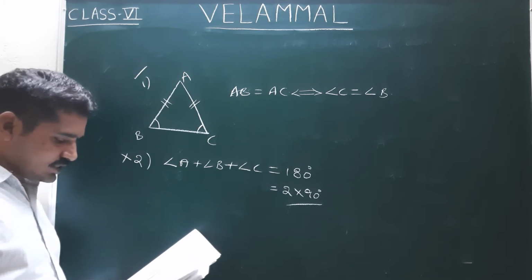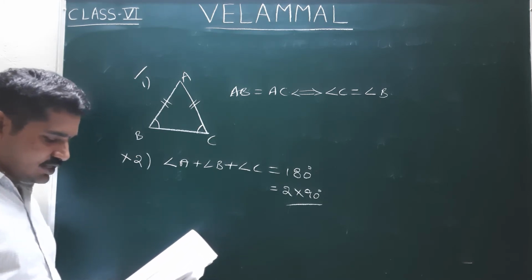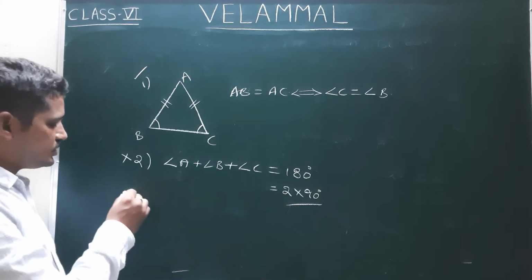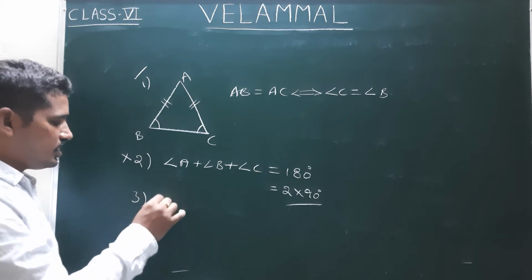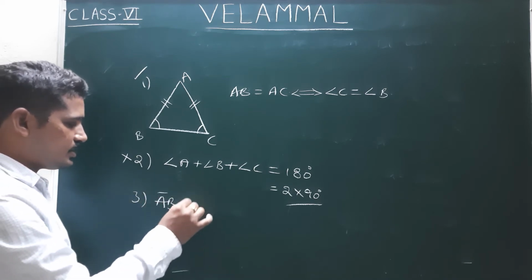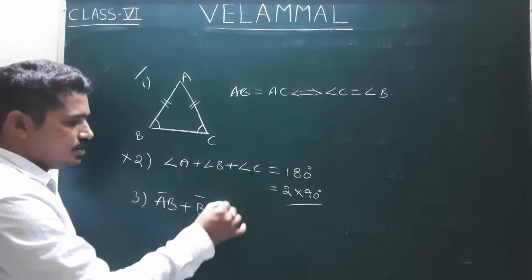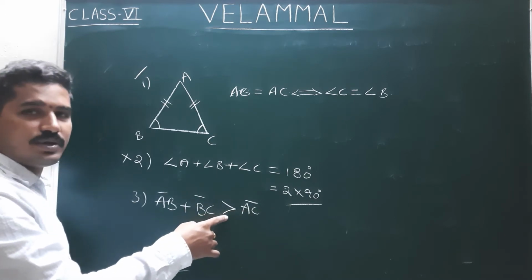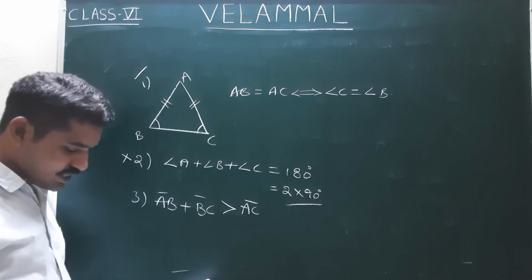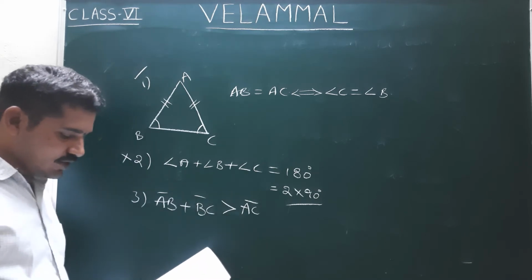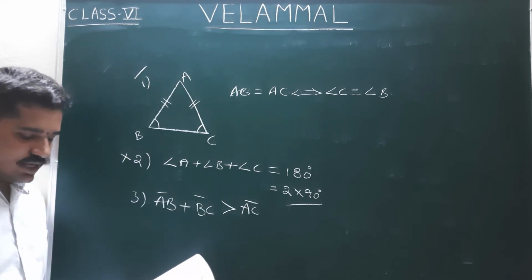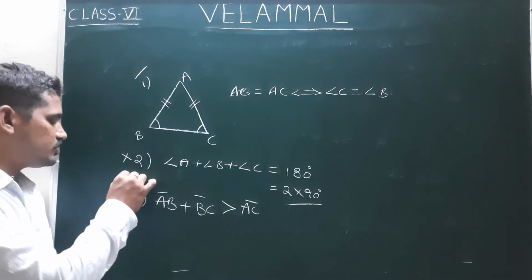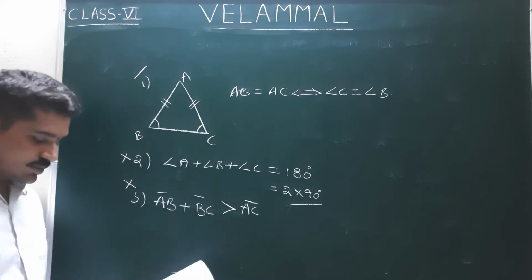Third option, the sum of any two sides of a triangle is lesser than the third side. See the third one: AB plus BC must be greater than AC. It must be greater than, but here it is given as less than. The sum of any two sides of a triangle is greater than the third side, so this is also a false statement.